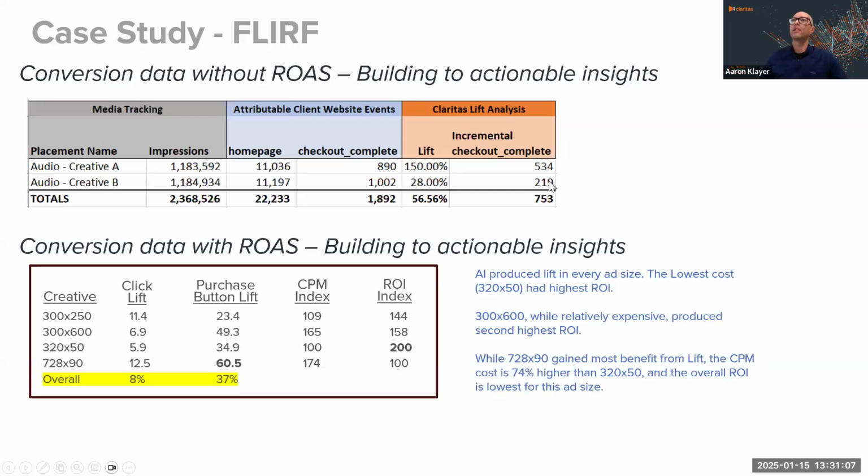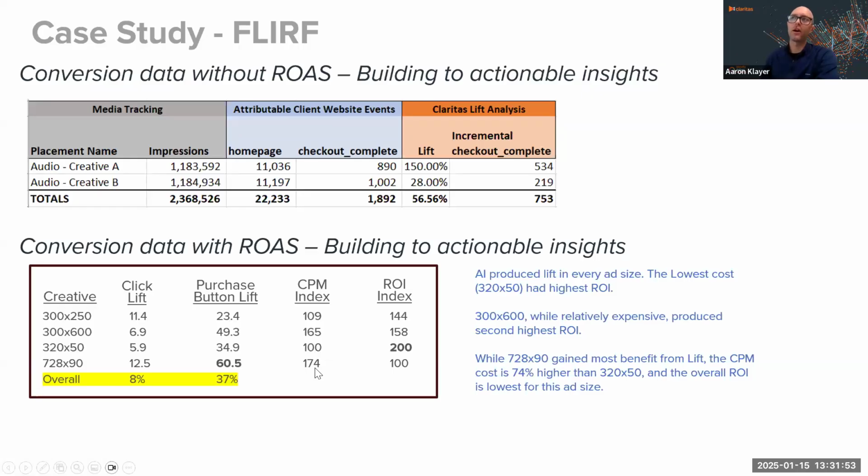But then when we layer in down here, when we start to move to conversion data with return on ad spend, then we see which is really moving the needle and which is giving you the most bang for your buck, right? So we can look at a similar scenario where we have 4 different variations of a creative, and we see that creative 728 by 90 is driving a 60.5% lift in purchases. So similarly here, yep, we would say that that's the highest converting, but this creative was more expensive. It's 74% more expensive for the media CPMs than this 320 by 50.